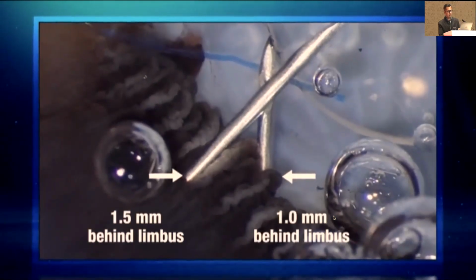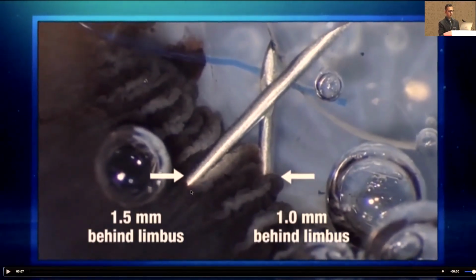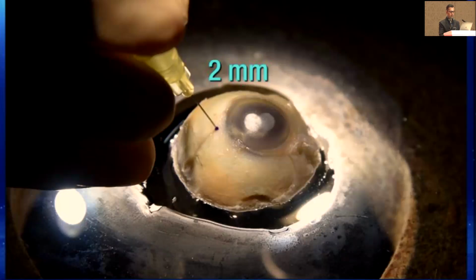So this is us at 1.5 millimeters from the limbus, and you notice you're going straight through the ciliary processes. The standard dictum of where you should place the lenses goes straight through the ciliary processes, and it's the pro-inflammatory area of the eye. What if we could try going a little posterior? Maybe a 2 mm posterior fixation.